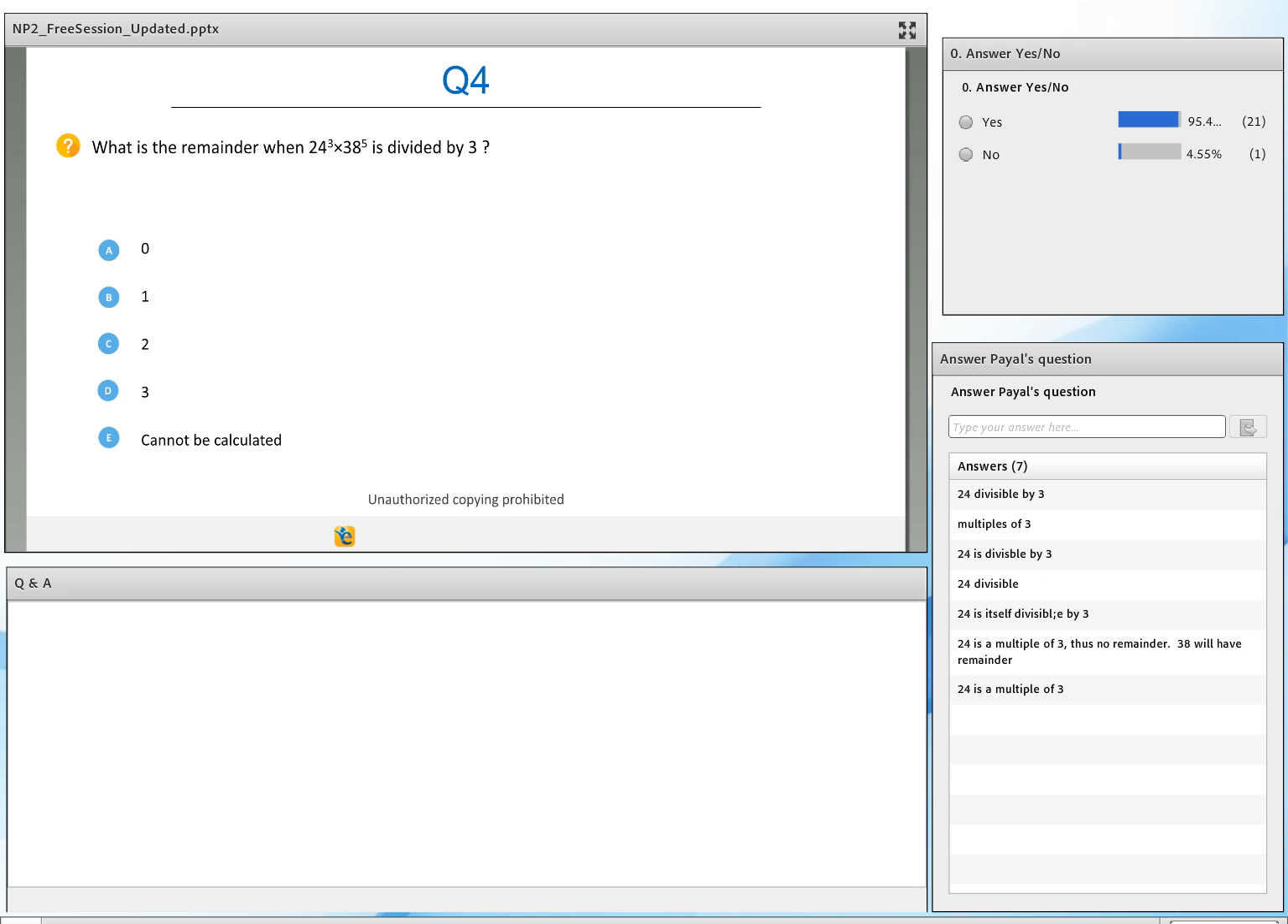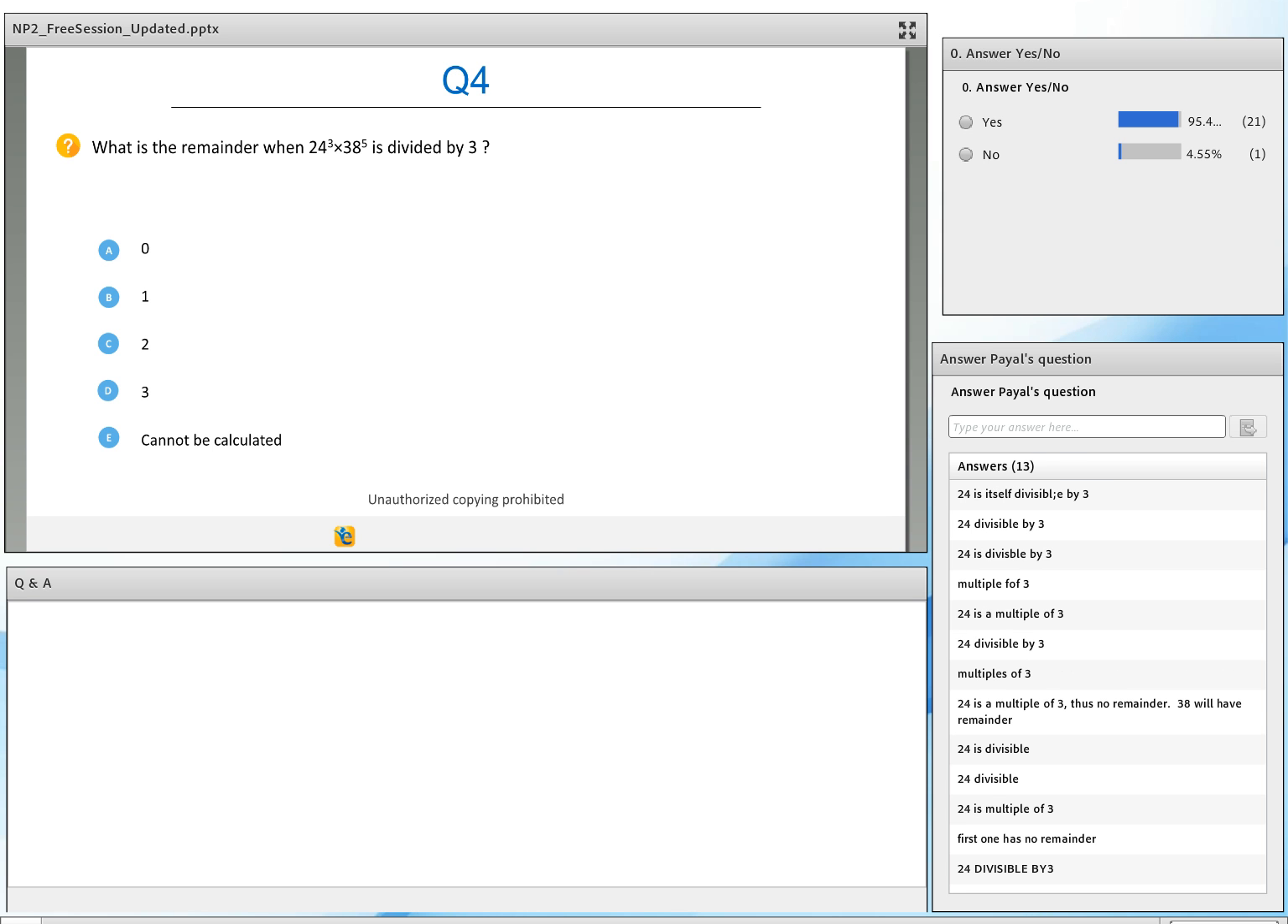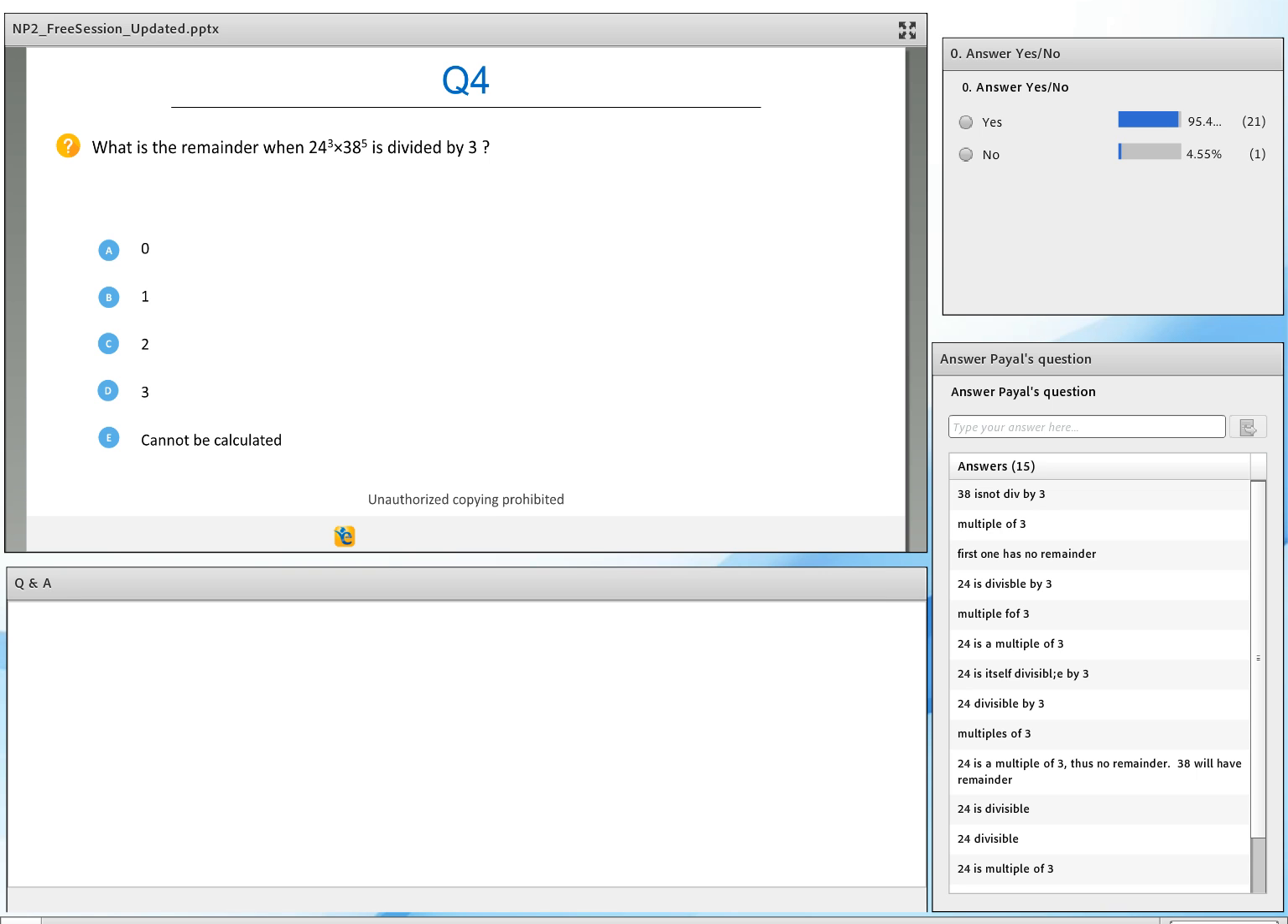"24 is a multiple of 3." Yes, absolutely. So what does that mean? Does it just mean that the first one has no remainder? First one definitely has no remainder. Absolutely. How many of you made the observation that 24 is a multiple of 3, and in your mind you processed that the remainders can be multiplied, but the remainder from 24 is 0, which means I don't even need to worry about what the remainder from 38 is. How many of you went through that thought process?